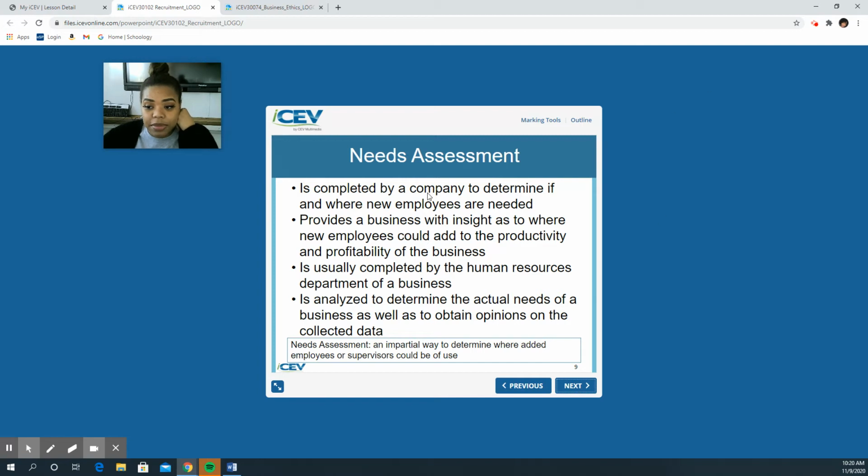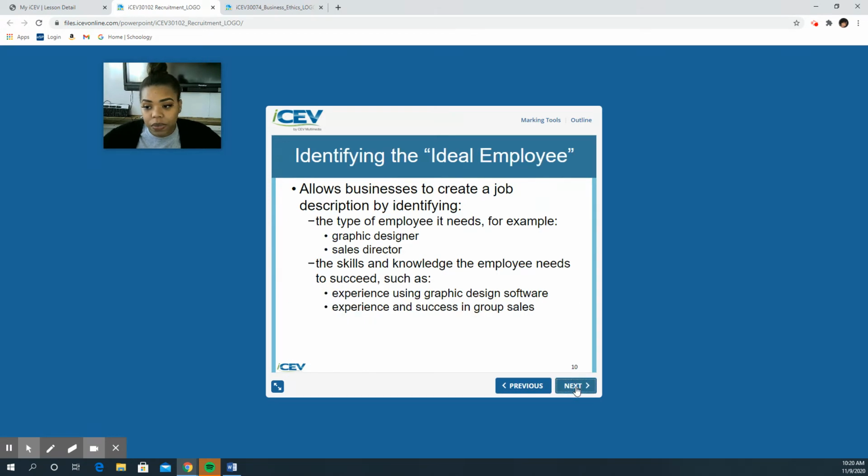In the needs assessment, they talk about what it is that our company would request of a person, okay? Where do I need them? What job do they need to perform? What does their everyday task look like? So I'm looking at my company, what is it that we need, and then who can fulfill that responsibility? So I'm talking about who is the ideal employee, okay?